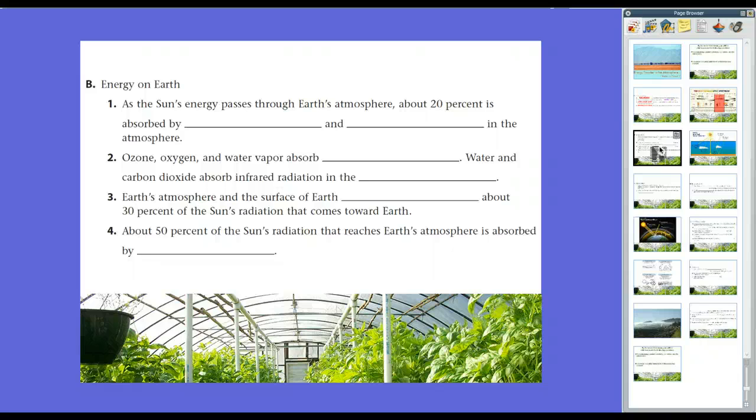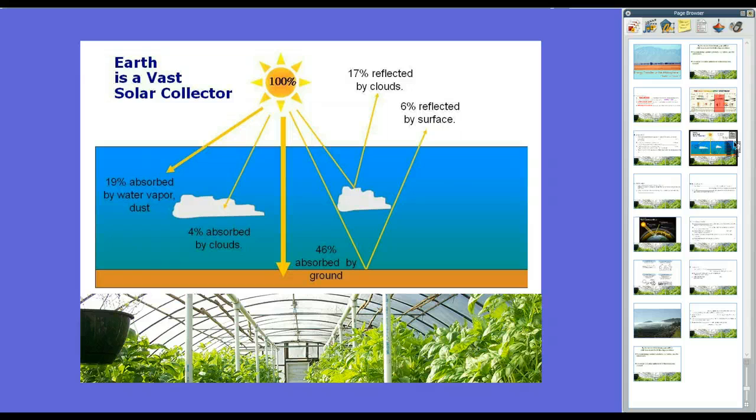Now, energy on Earth. Does the ground actually receive 100% of the energy that's passed from the sun to the Earth? No. Actually, a lot of it gets blocked out. If we look at this diagram, of the 100% we get, only about half of it actually hits the ground. 20% of it hits water vapor and dust and gets absorbed. 4% is absorbed by clouds. 17% of the energy that the sun sends actually gets reflected off by the clouds, and then 6% the surface bounces off itself.